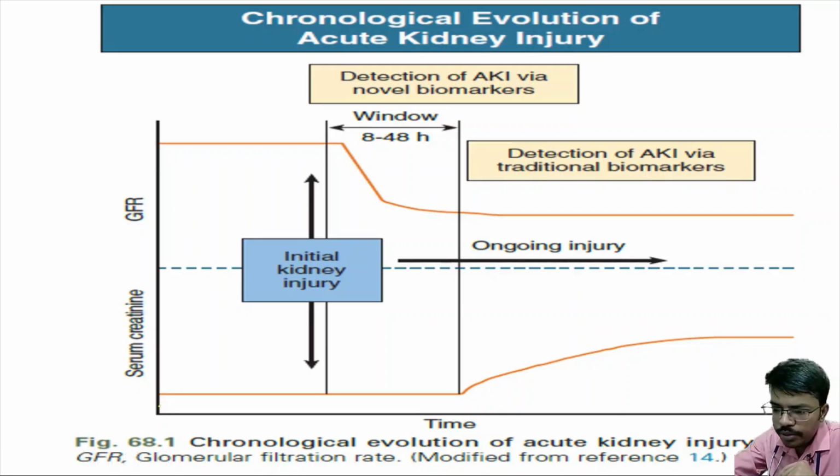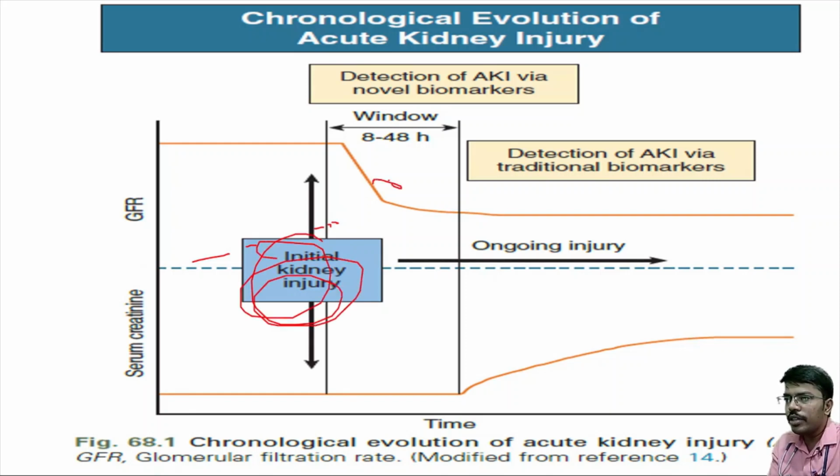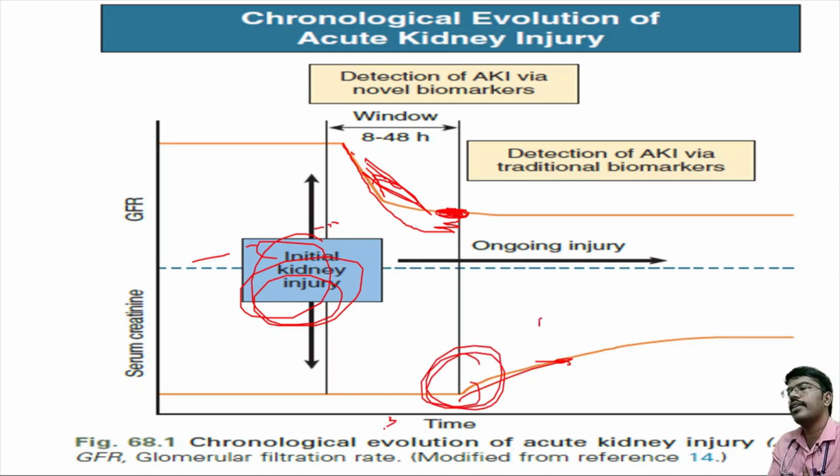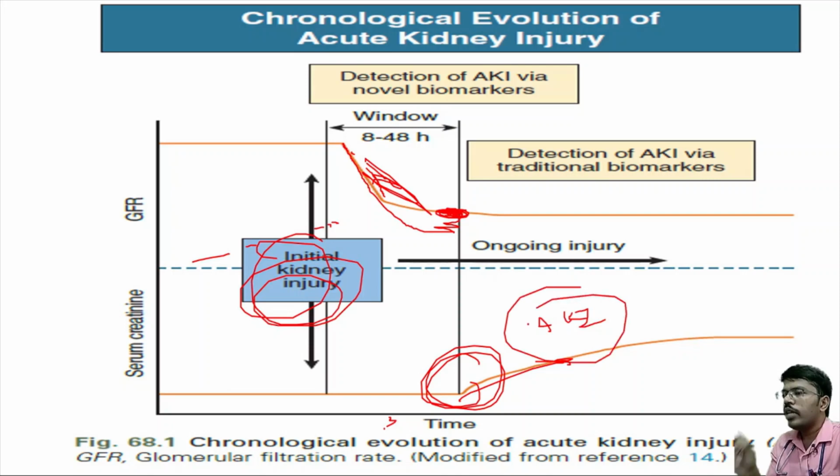And one more point I want to show here is that creatinine, which is a marker to find out the renal dysfunction, is basically a late marker. Whenever there is injury, there is a window period of 48 hours, then only the eGFR first starts coming down. Once the eGFR reaches the critical level, more than 50% loss, then only the creatinine starts rising in the case of AKI. So that's why creatinine is a late marker.